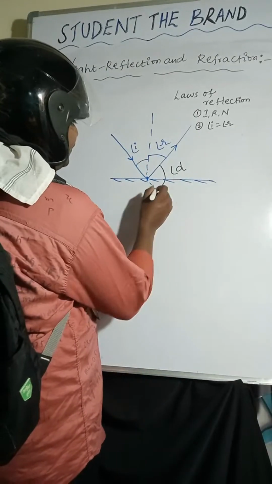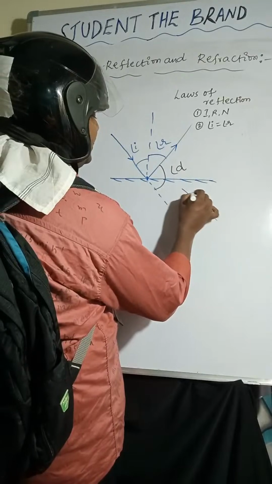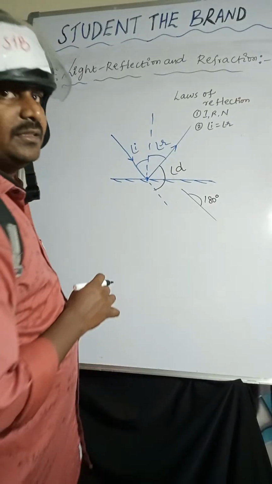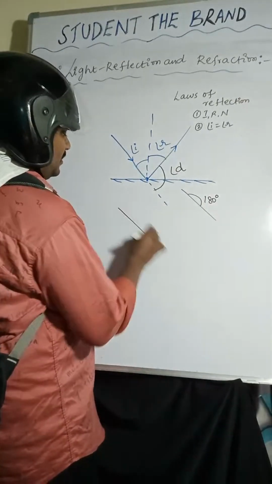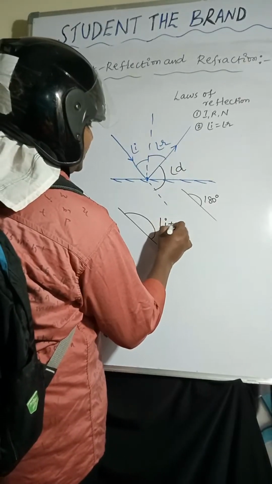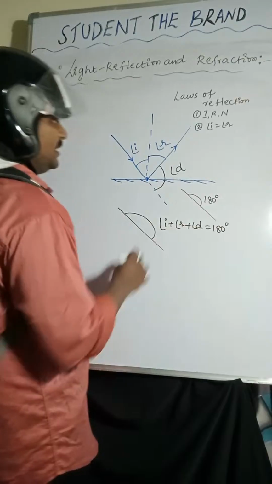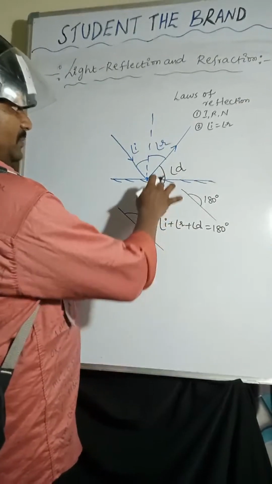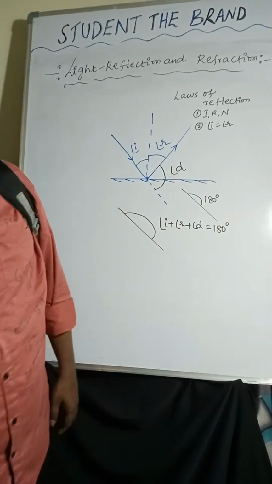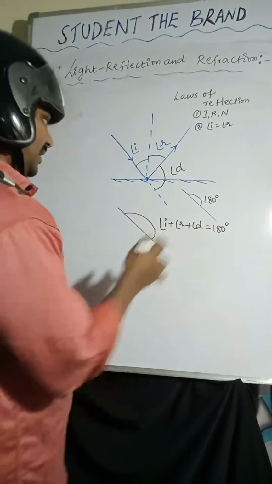Now, angle of deviation equals, so actually this is a linear angle, 180 degrees, right? Linear angle, how much? 180 degrees. So angle of incidence plus angle of reflection plus angle of deviation equals 180 degrees. Yes or no?